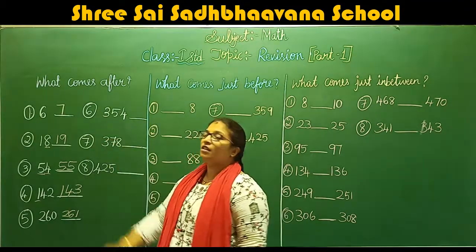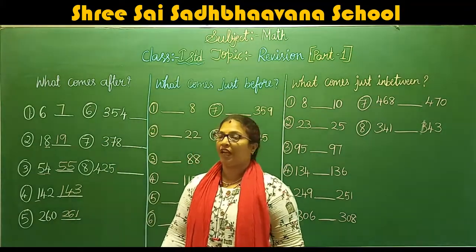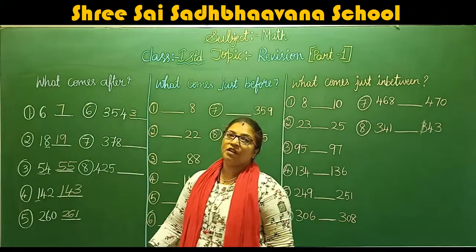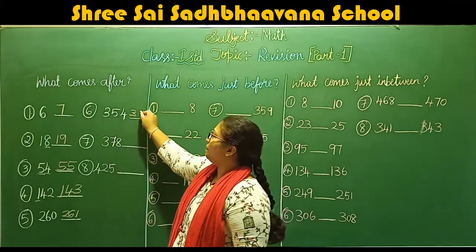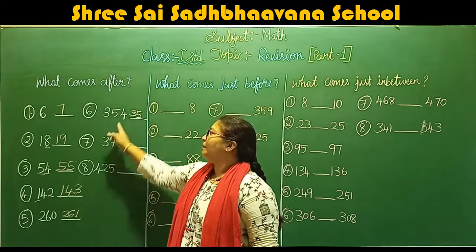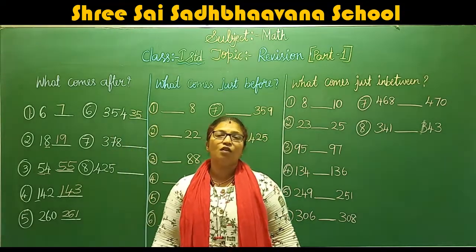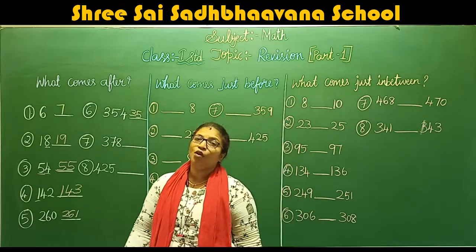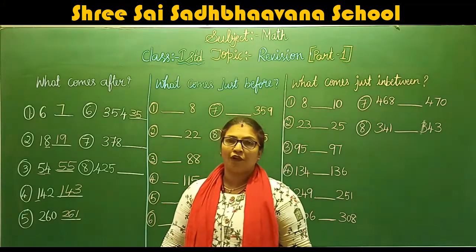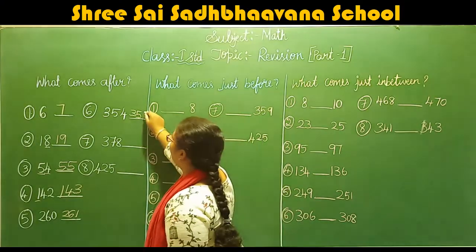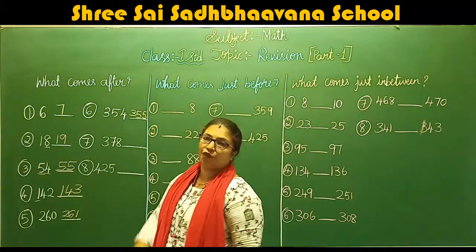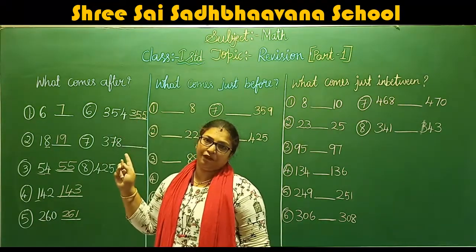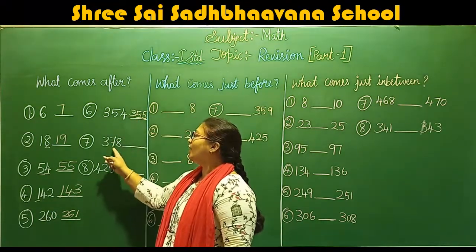So next, 354 we have. The hundreds place 3 will be the same and the tens place 5 will be the same. What will be changed now? 4, the ones place they have given. What is the after number for 4? It is 5. So the answer will be 355.